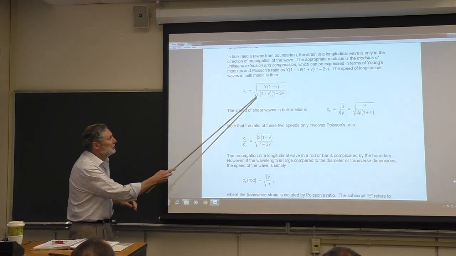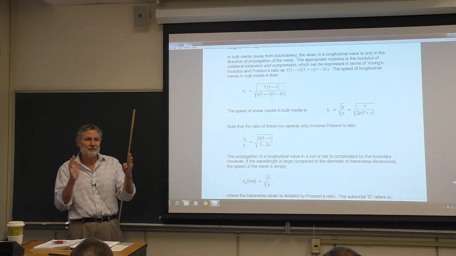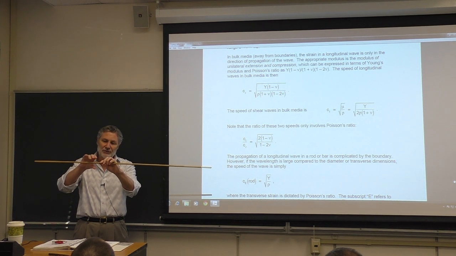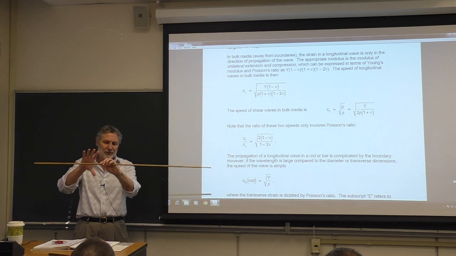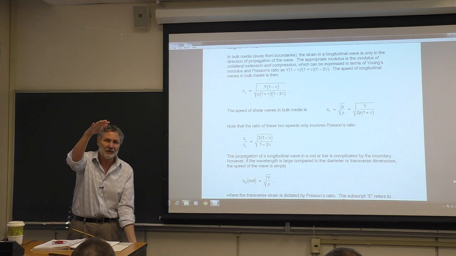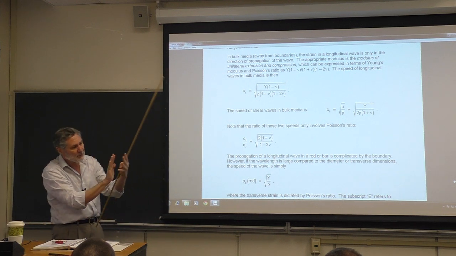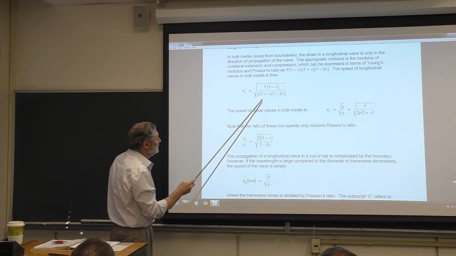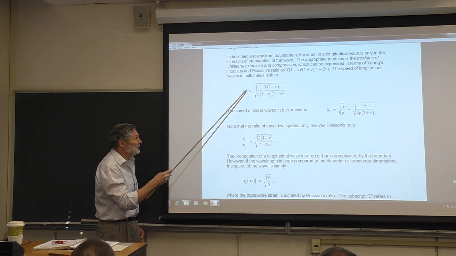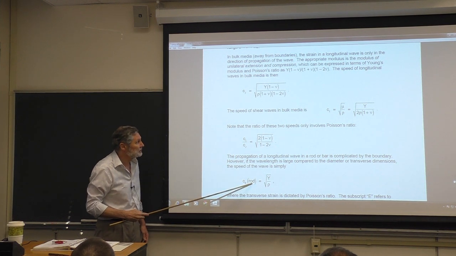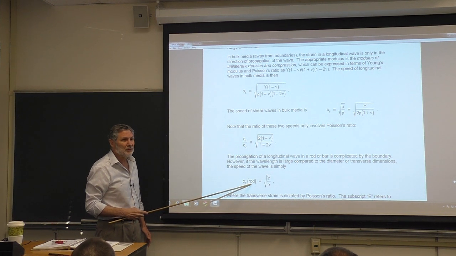So here is when you're in a bulk medium. If you don't allow any strain this way, or you have a very big medium and you send a wave in it, then the motion will just be longitudinal. Here's the wave speed. So a natural issue comes up. We feel physically, and we believe, that this should be greater than this, right? How do you prove that?